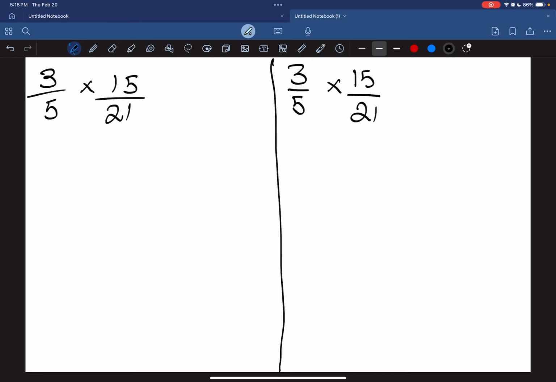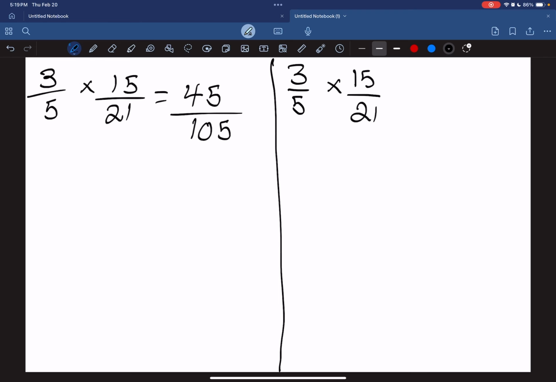I'm going to do it both ways. So let me multiply across first. 3 times 15, that's 45. Alright. 5 times 21, that's 105. Alright, so that's what I have right here. So this can be reduced. How can I tell straight away that this can be reduced? Because both of these numbers, 45 and 105, can both be divided by 5. I know that for sure. So I could have started and just broken it down with 5 right away.